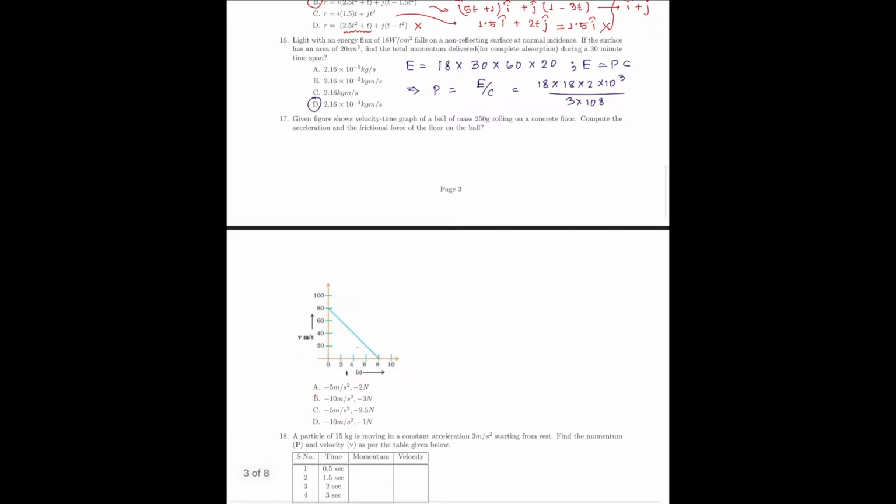Now question number 17 says that the following velocity and time graph is of a ball of mass 250 gram rolling on the concrete floor. Compute the acceleration and frictional force. Now for the rolling motion, the only horizontal force that acts on the system is the frictional force. So first we need to find out the acceleration from the graph. Acceleration from a VT graph is basically the slope of the curve.